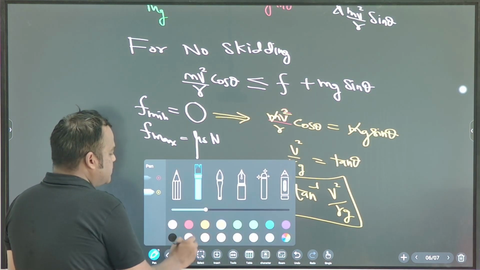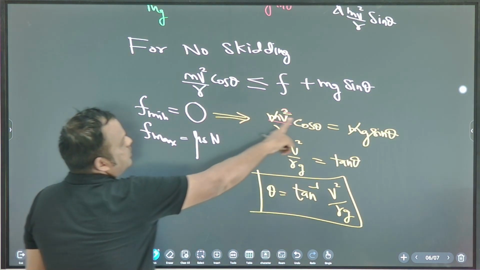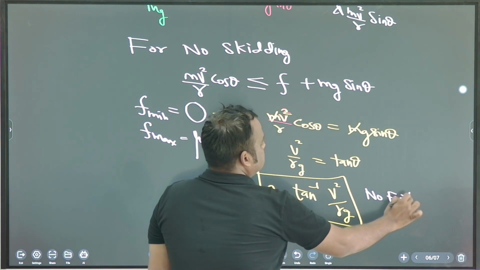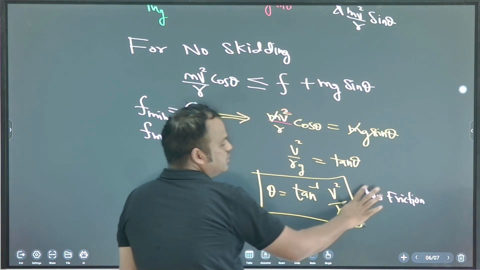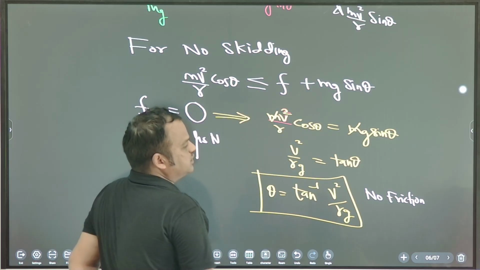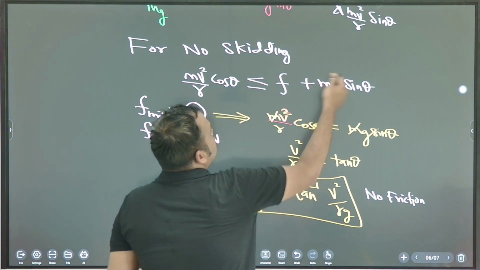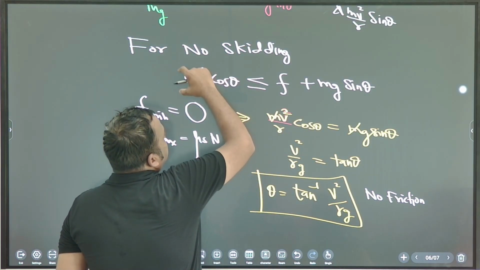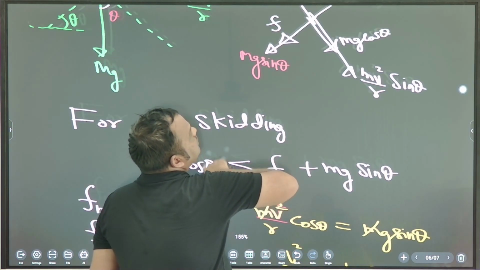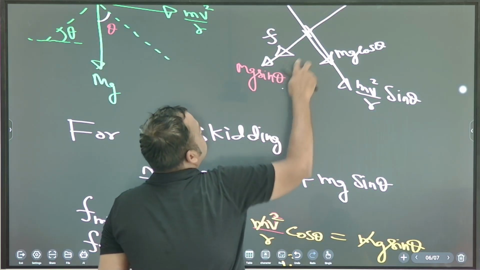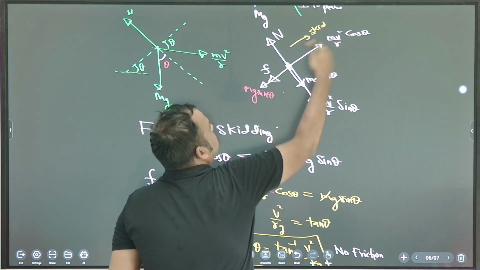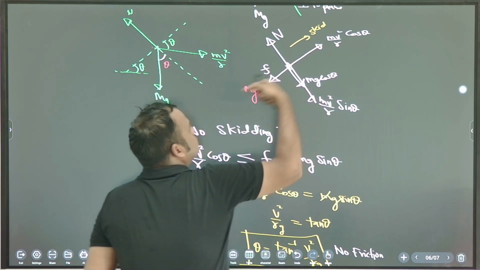So when friction is 0, remember, no friction. No friction doesn't mean it is a smooth surface. No, it is not a smooth surface. These two are balanced. Mg sin theta and mv square by r cos theta are balanced. These two forces are balanced. This is balanced with this. Are you getting it?